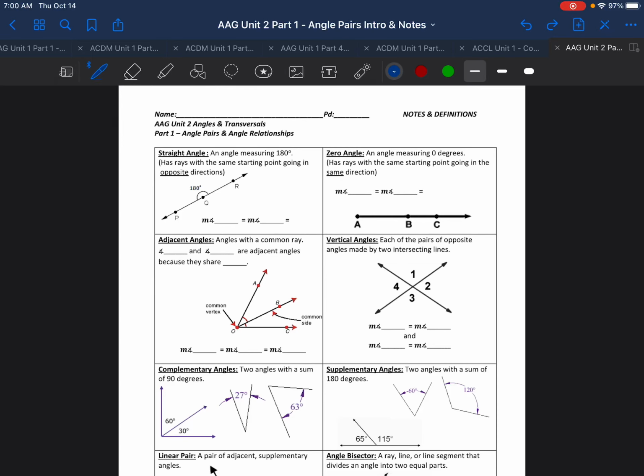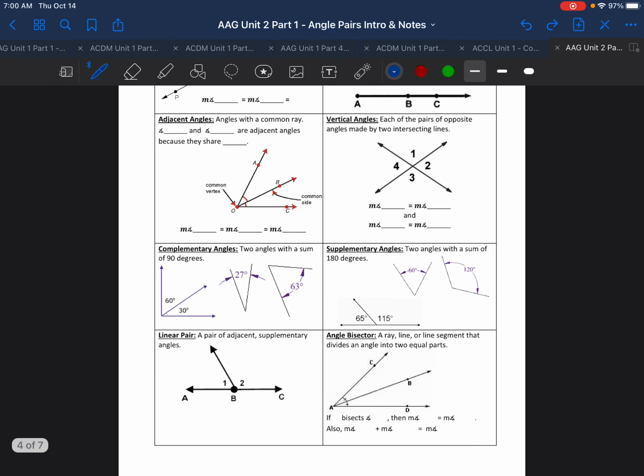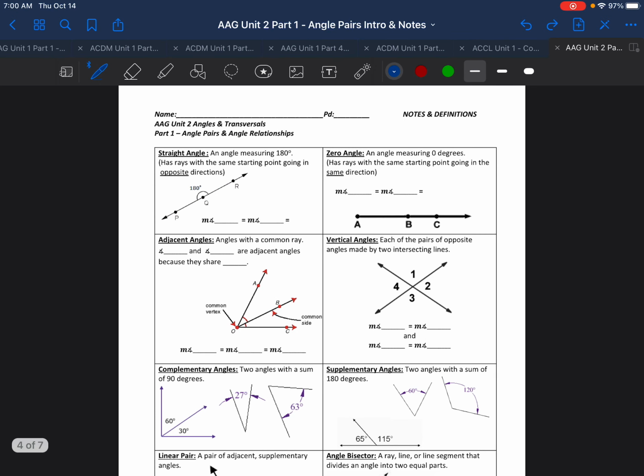Hello, everybody. So we're going to go over the notes and definitions for this new chapter. The new chapter is called Angles and Transversals. We're going to start off with just these 8 ideas, these 8 vocabulary words and phrases.